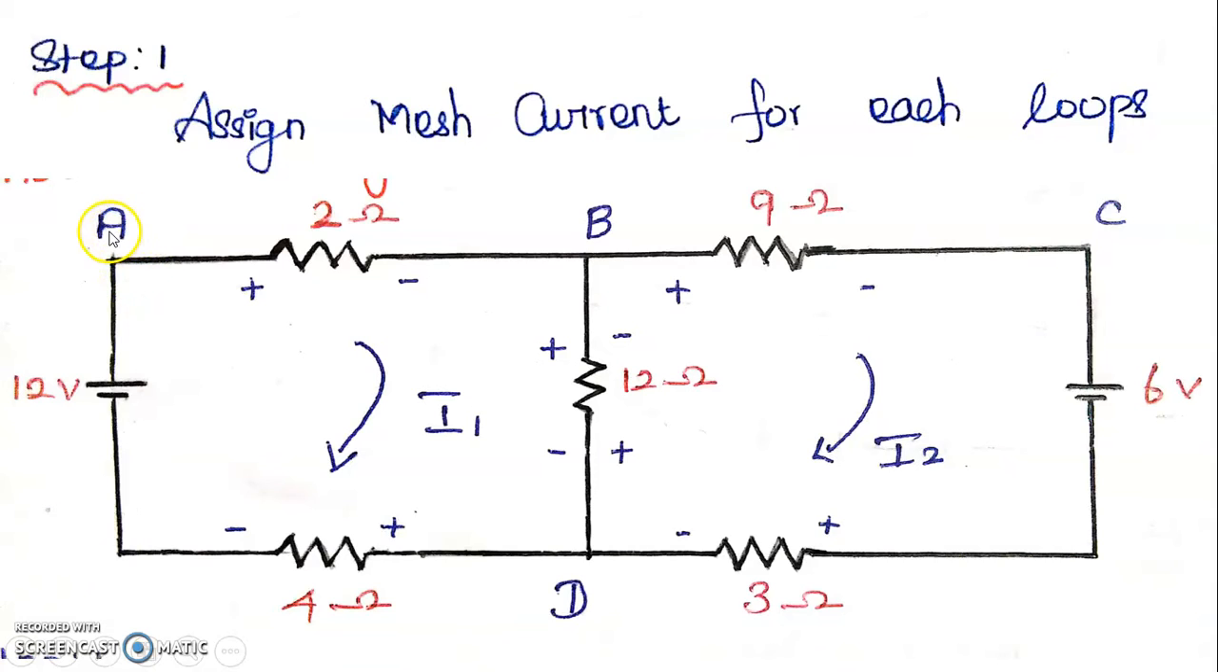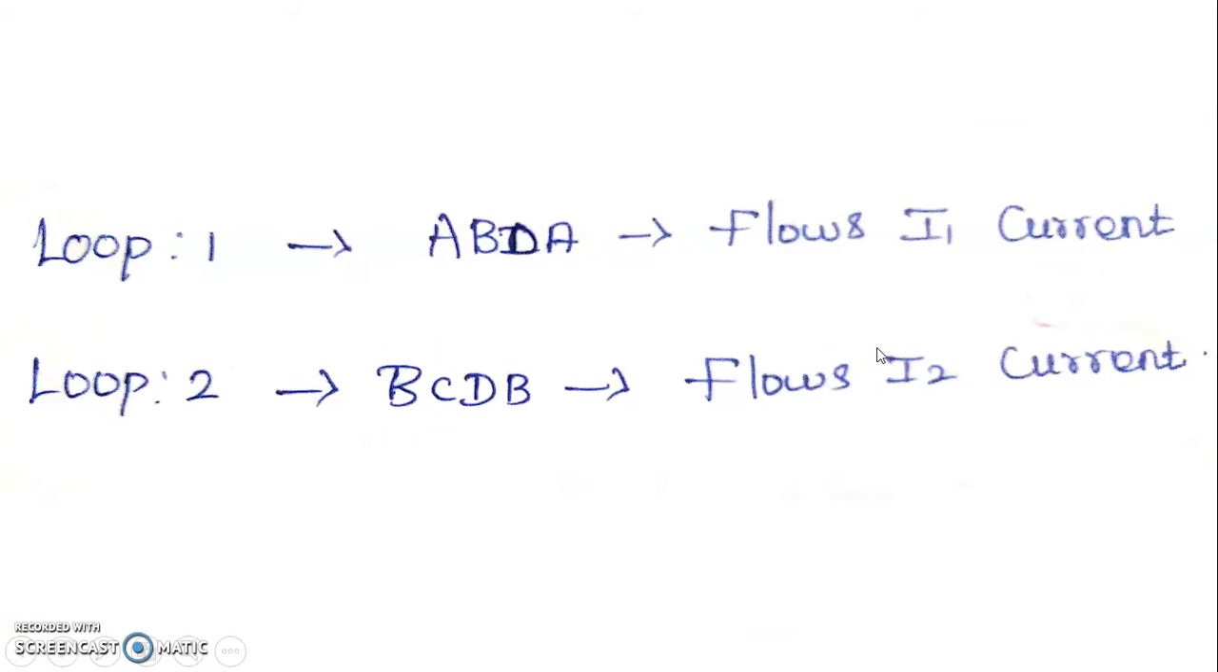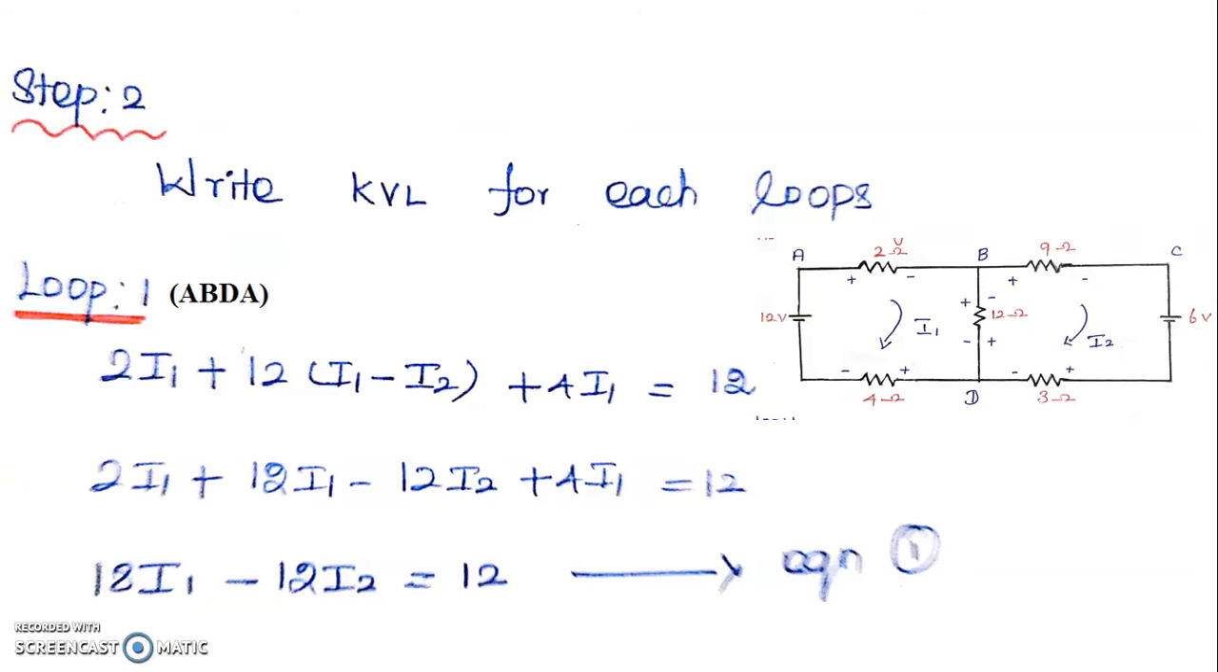The first mesh is A, B, D and A. The second mesh is B, C, D, A. For mesh 1, the current I1 is flowing through it. For mesh 2, the current I2 is flowing through it. This is explained in this slide.